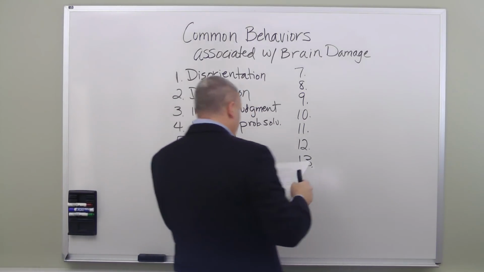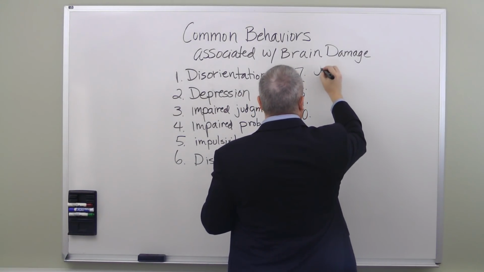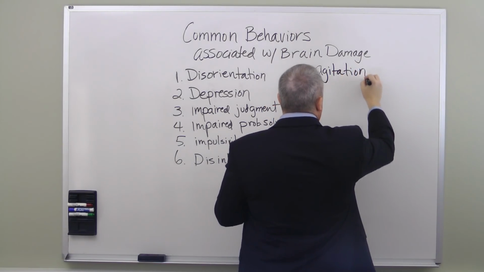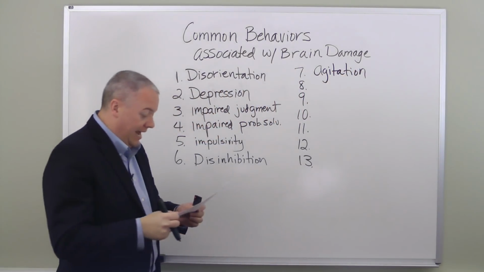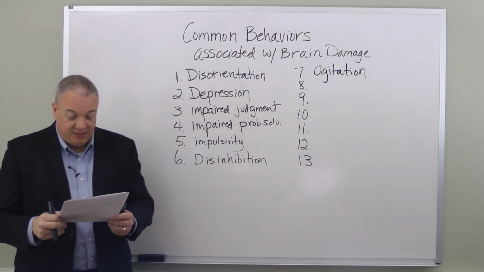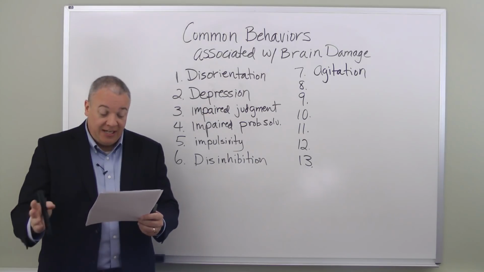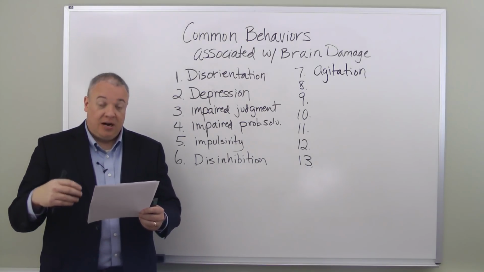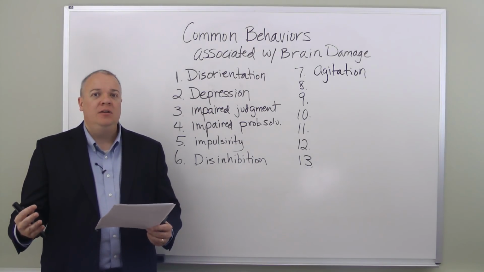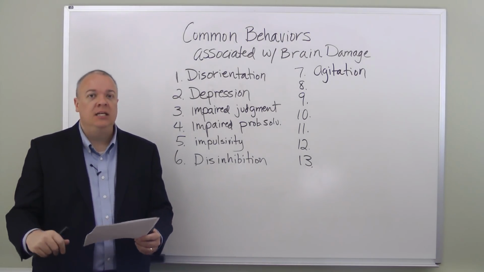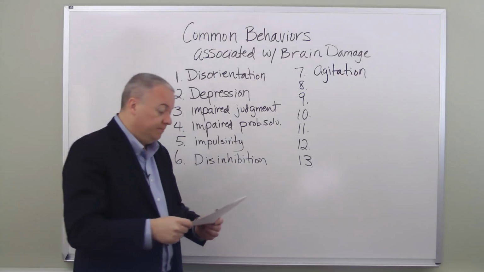Next, over here, number 7, we're going to talk about agitation. Those who've had brain damage are often in an agitated state, nervous anxiety, irritability, lack of attention span. Sometimes they're highly unrestrained in their behavior. There's a great deal of perhaps aggression, maybe anger, so they're agitated, once again due to the brain damage.